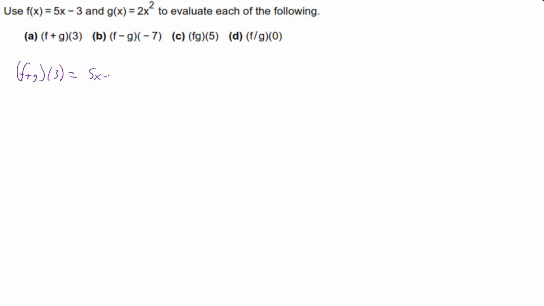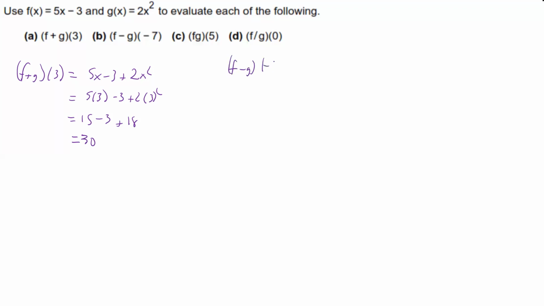We have 5x minus 3 plus 2x squared. That would be really of x, but we're going to plug in a 3 now. So it's 5 times 3 minus 3 plus 2 times 3 squared. So that's going to be what? 15 minus 3 plus 9 times 2 is 18. Well, 18 minus 3 is 15, plus 15 equals 30. Okay. What about f minus g?